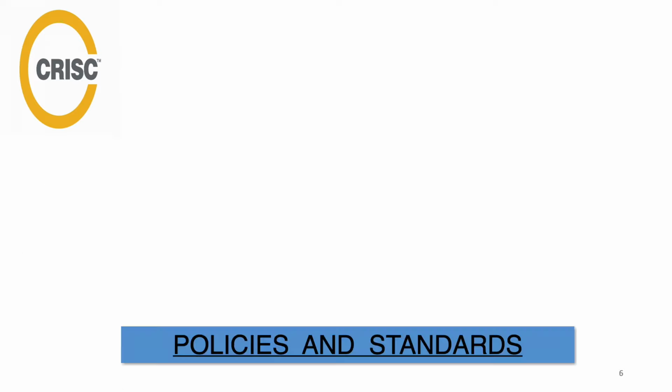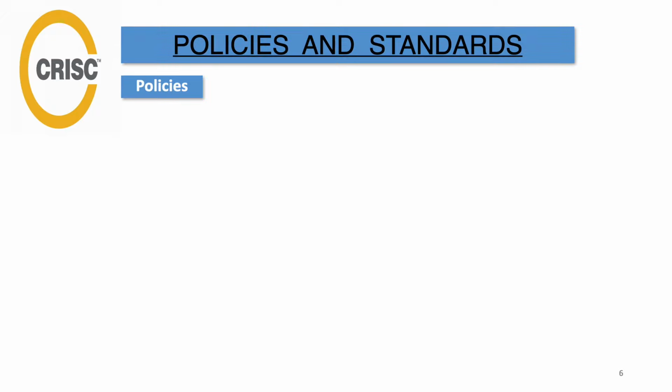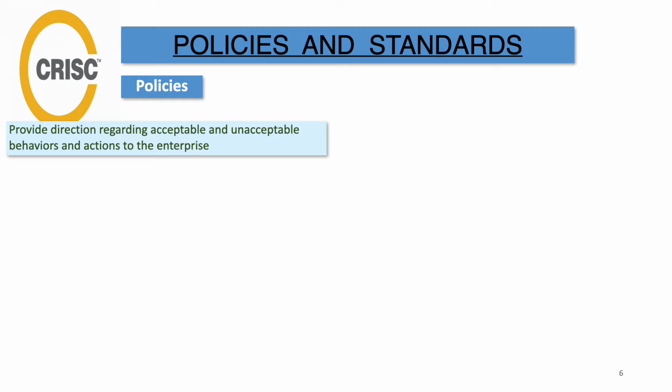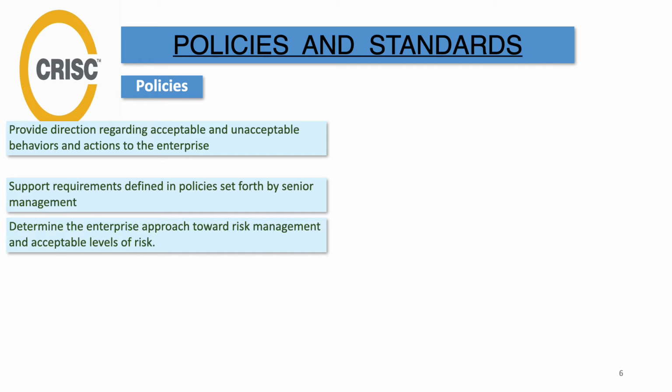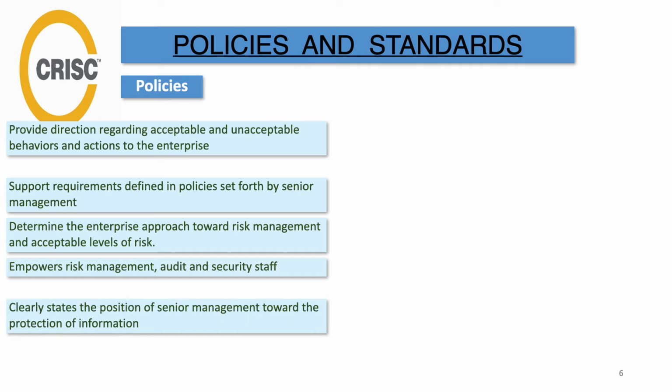Okay, let's move further ahead. Let's discuss policies and standards. What are policies? Policies, as the name suggests, provide direction regarding acceptable and unacceptable behavior and actions to the enterprise. They support the requirements defined in the policies set forth by the senior management. Next, they determine the enterprise approach toward risk management and the acceptable level of risk. Similarly, they empower the risk management, audit, and security staff, and clearly state the position of the senior management toward the protection of the environment.